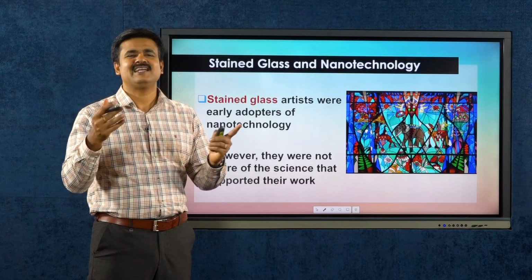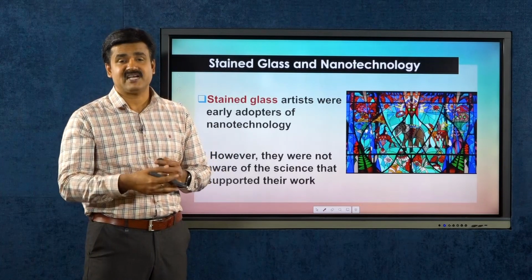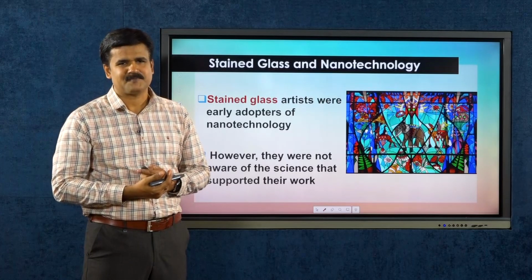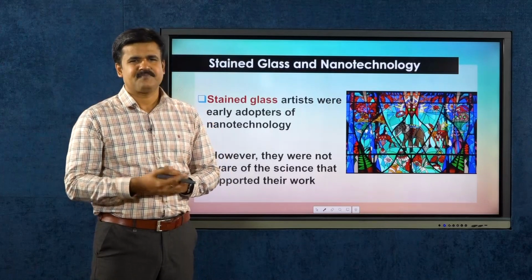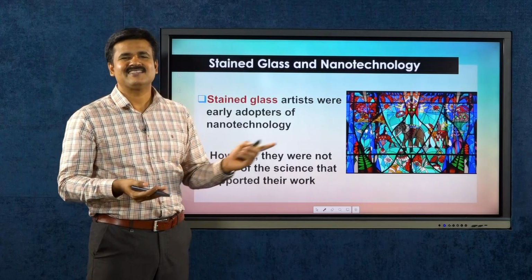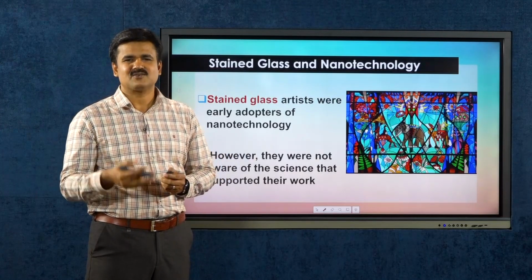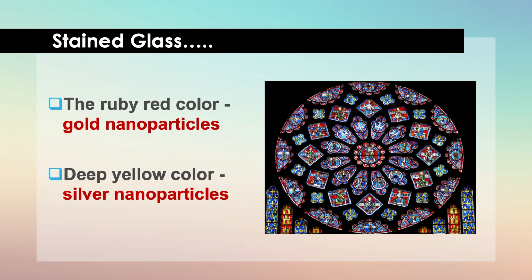Such concepts they did not bother with, because they were not aware of the chemistry behind the composition. But on analyzing the stained glass used by ancient glass artists, it is clear that it consists of nanoparticles of gold, silver, etc. That is, the ruby red color of stained glass is definitely from gold nanoparticles, and deep yellow color is produced by silver nanoparticles.